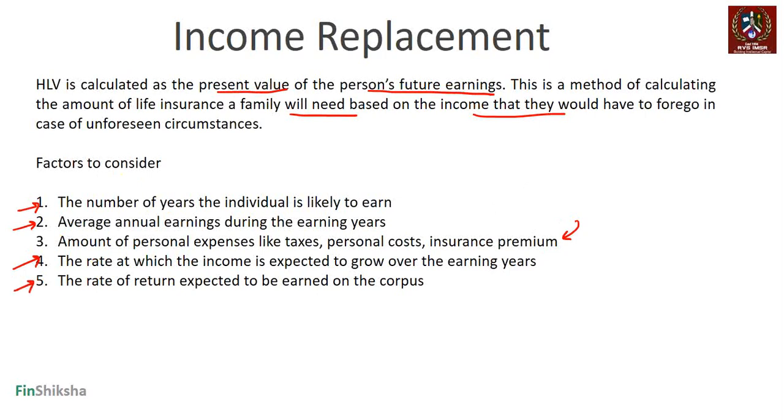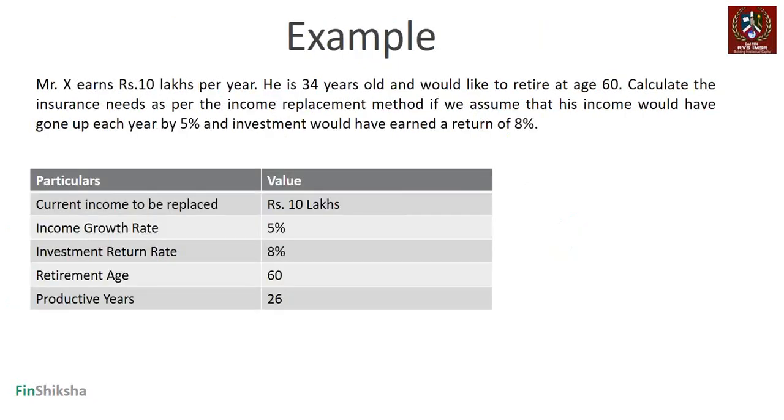Let's take an example, and that will explain this and make it simpler for us to understand this method, right? Let's say there's a person, Mr. X, who earns 10 lakhs per annum. This person is 34 years old and would like to retire at the age of 60, correct? The insurance need as per the income replacement method has to be calculated if we assume that income would have gone up each year by 5% and investment would have earned a return of 8%, right?